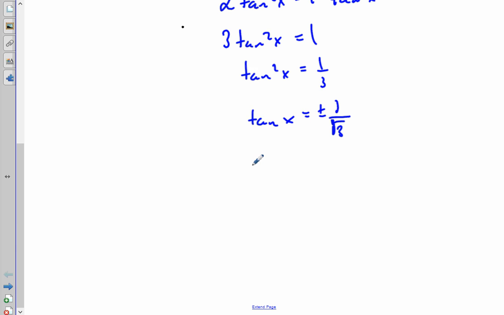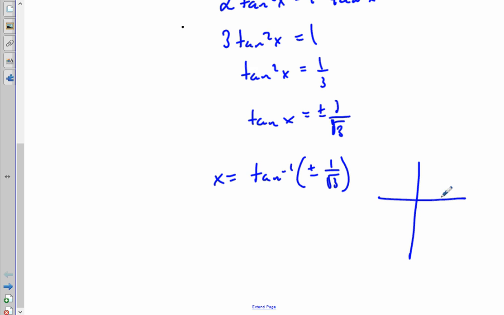Well, we take the inverse tangent of this, and we have plus or minus 1 over the square root of 3. We'll take each one individually, and that's how we solve for x. So now let's find out what x is. Tangent is plus and minus in all 4 quadrants, right here. And we have opposite 1, adjacent square root of 3, and hypotenuse 2. So that is going to be a multiple of pi over 6, which is 30 degrees.